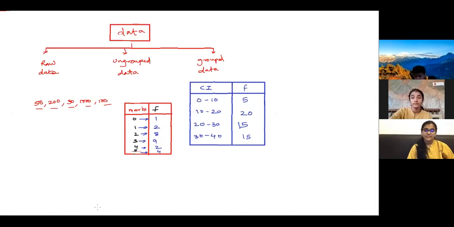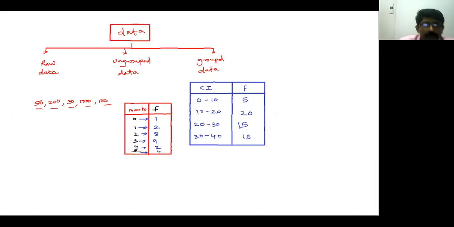Okay, students. In this part of the video, I'm going to teach you what is raw data, ungrouped data, and grouped data. See, these type of data like 50, 200, 30, 1,000, 100. So this is like the pocket money of 5 students. Someone has pocket money as 50, someone has 200, someone has 30. So these type of data is called raw data. Now the next part is ungrouped data.